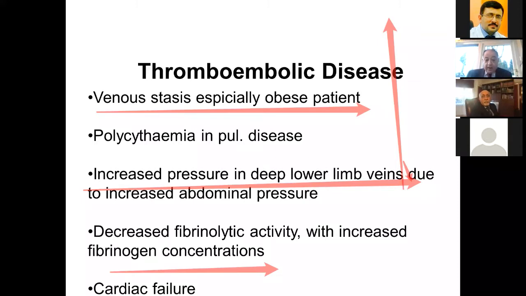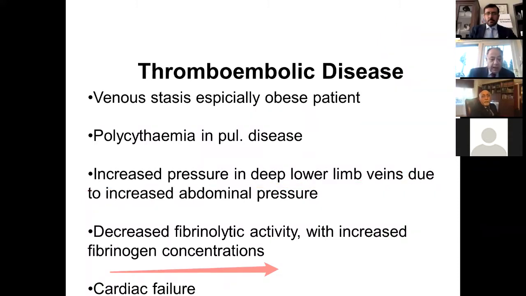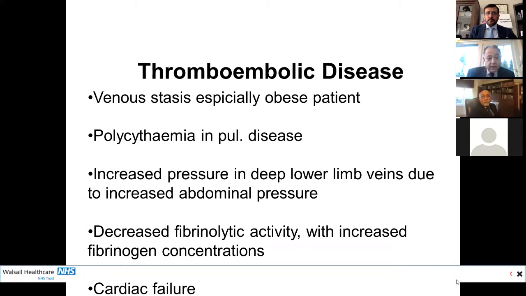People in cardiac failure are more susceptible to pulmonary disease, even with minor surgery. And by nature, any surgical intervention decreases fibrinolytic activity, which means there is risk of venous thrombosis and pulmonary embolism.